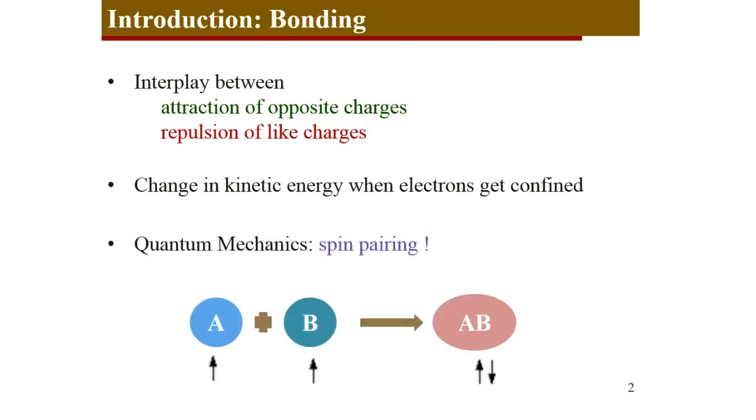According to quantum mechanics, chemical bonding is a process of spin pairing. For example, two atoms as shown here, A and B, combine to give a molecule AB. That process occurs, according to quantum mechanics, in order to pair the spins. Atoms A and B separately have unpaired spins, and during the bonding they get a paired spin. So according to quantum mechanics, chemical bonding is a process of pairing of spins.